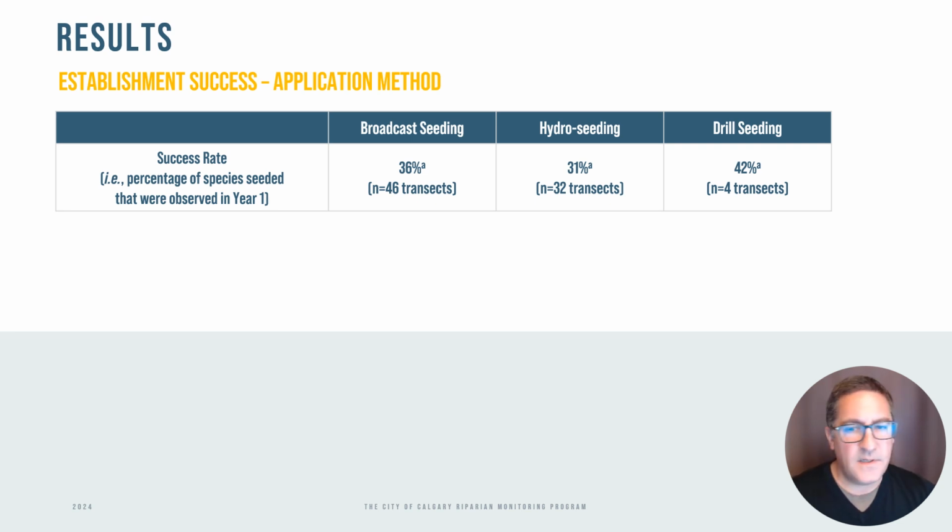It's also important to note the sample sizes, which were generally good for broadcast seeding and hydro seeding, but a little low for drill seeding there at n equals 4.